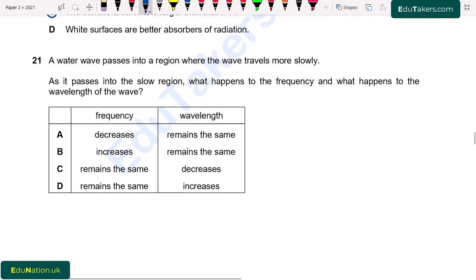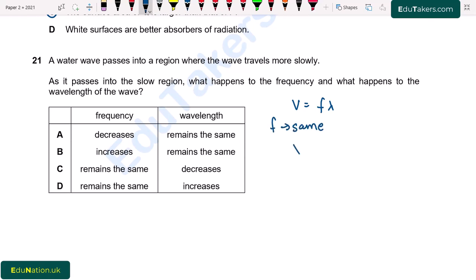Question number 21. A water wave passes into a region where the wave travels more slowly. As it passes into the slow region, what happens to the frequency and what happens to the wavelength of the wave? So first of all here, the water wave passes through the region where the waves move slowly. According to the wave relation V is equal to F lambda, there will be no change in the frequency when the water wave moves from one region into another. Frequency remains same.